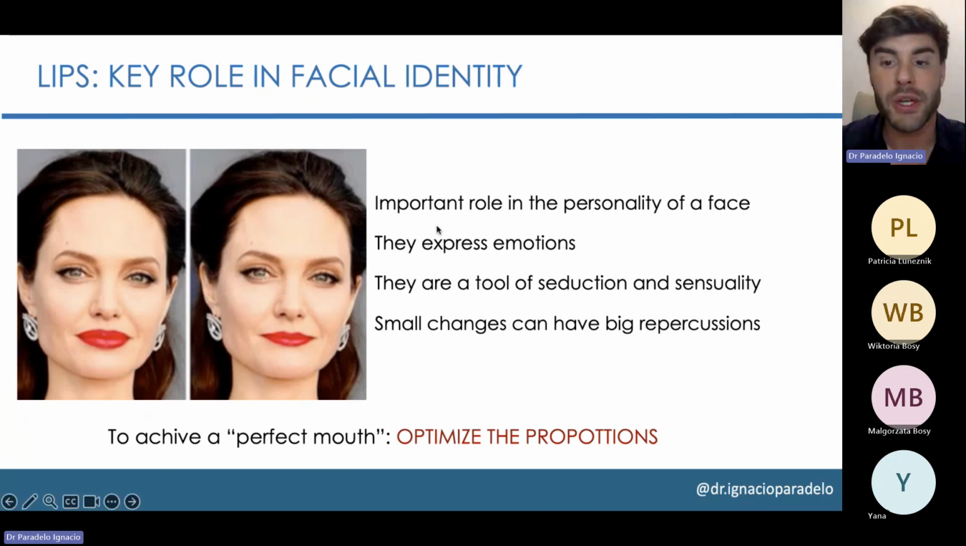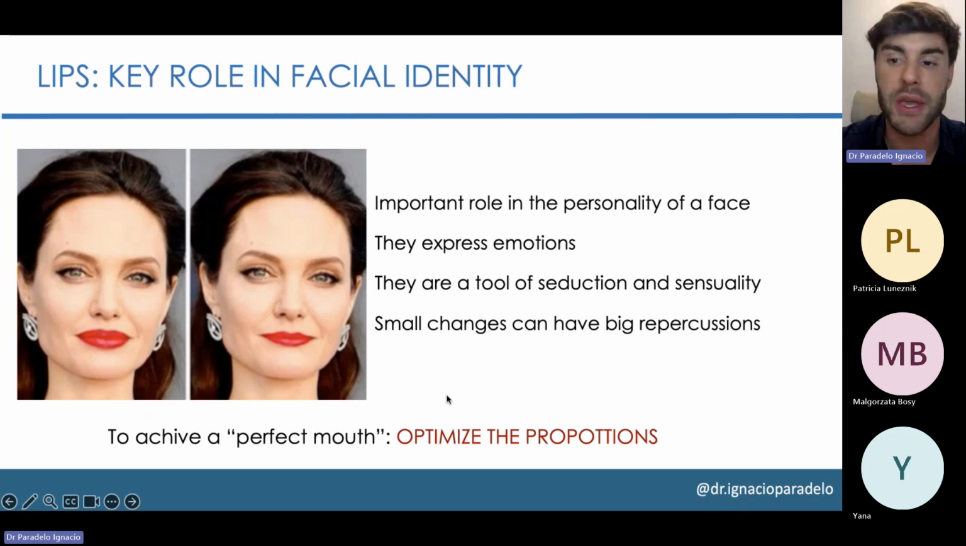That is why, to achieve a perfect mouth, it's important to perform an analysis of our patient's proportions to determine what is the best treatment for our particular patient.